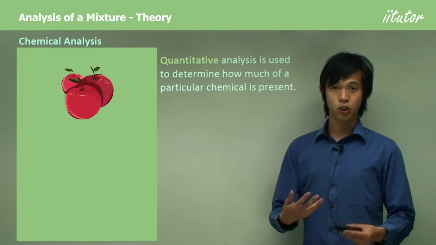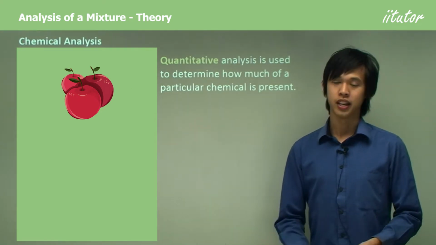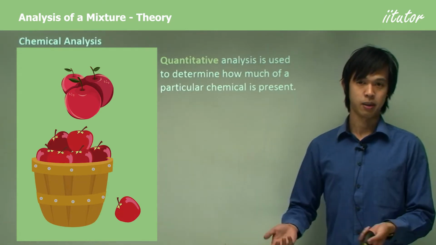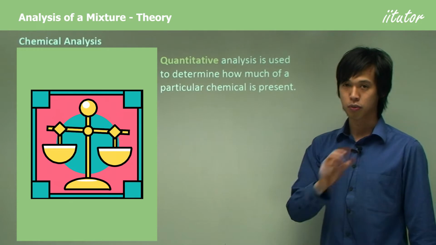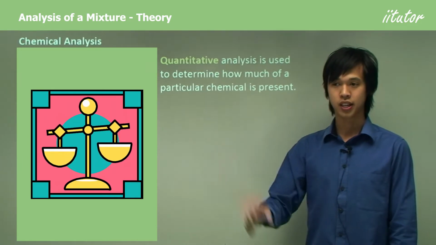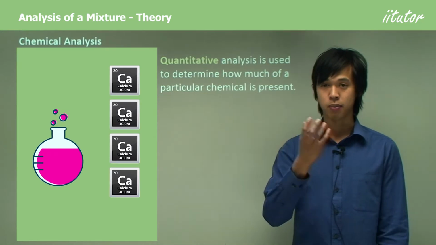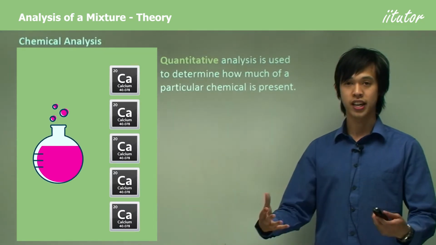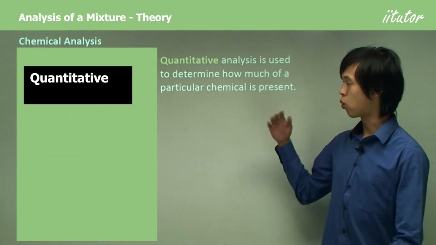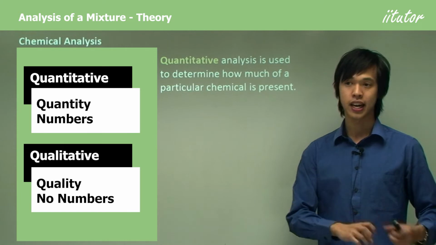Quantitative sounds like quantity, and quantities are numbers. I can have 3 apples or I can have 20 apples. They're quantities of apples. In quantitative analysis, what we're looking for is how much of a particular chemical is in a sample. If I took a beaker of some chemical and I found out there was 5 grams of calcium in there, then that would be a quantitative measure or a quantitative analysis of that sample. Quantitative, quantity, numbers. Qualitative is like quality, and so there are no numbers.